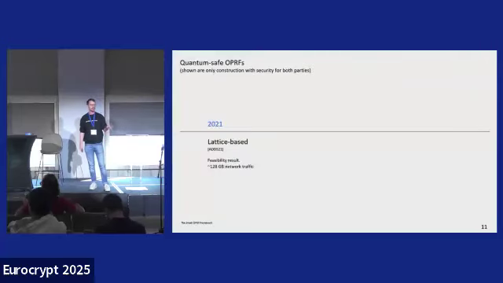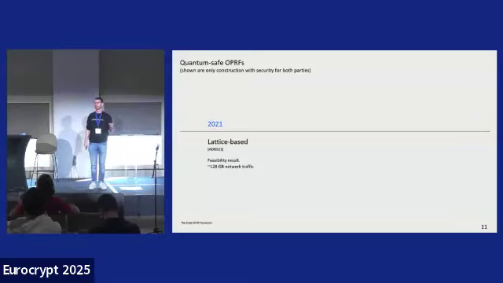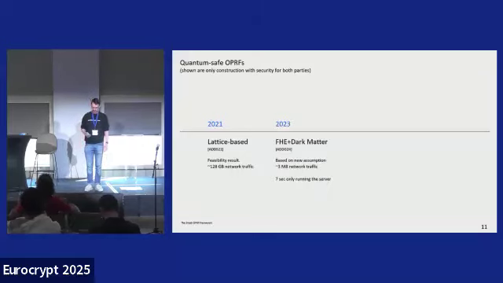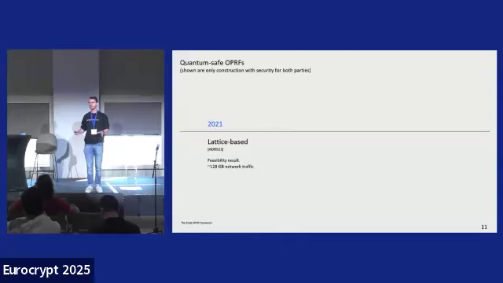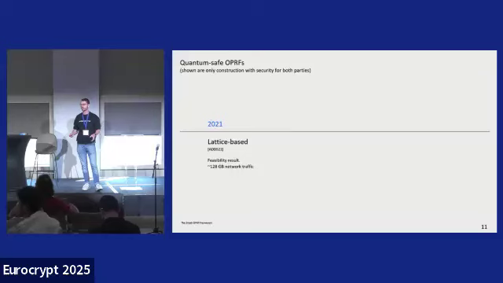Here's a quick timeline of OPRF constructions that are post-quantum secure and also have full security for server and client. There's even more cool literature out there if you also consider semi-honest security, but I will stick to the full security case. So there's been some work from Albrecht et al. in 2021 that showed it's possible. We can get OPRFs from lattices, but this was like a first feasibility result.